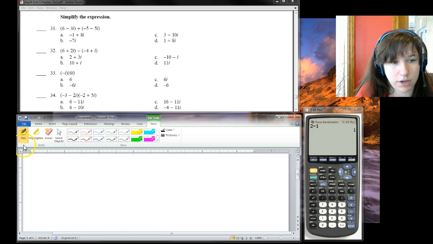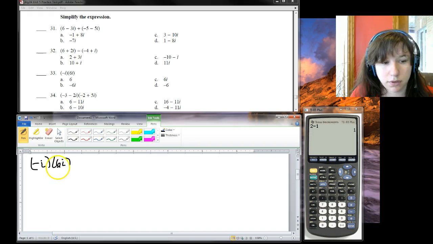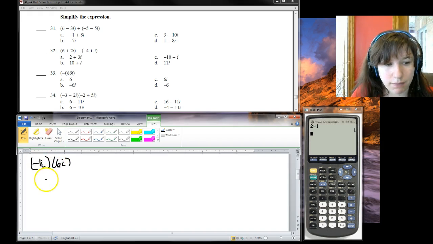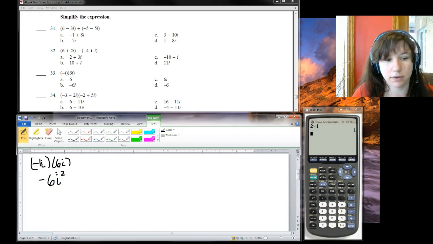Let's try 33. I have a -i, and I'm multiplying that with a 6i. So again, just like if there were any other variables, there's a 1 here, so -1 times 6 is -6, and i times i is going to be i squared, just like x times x would be x squared.